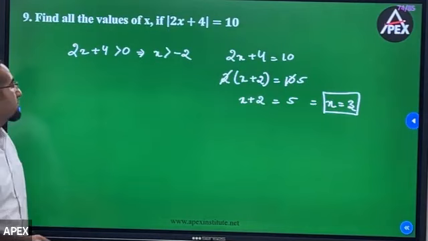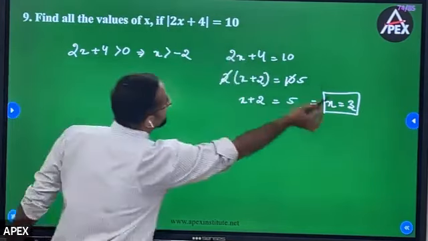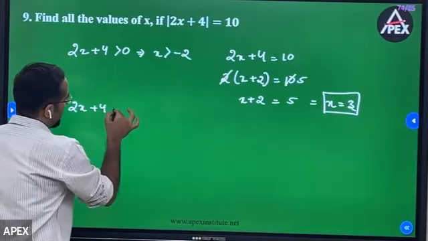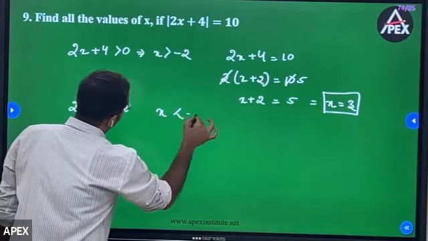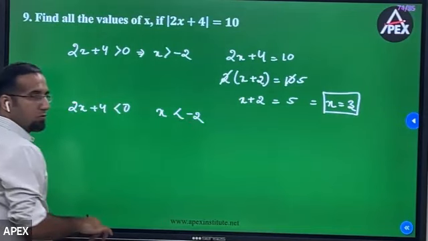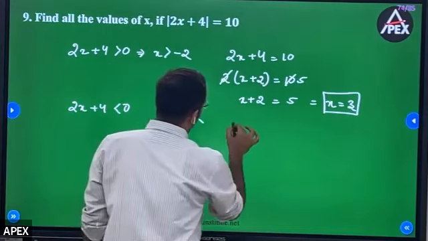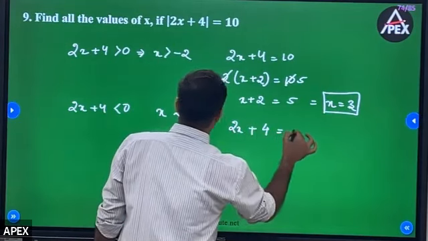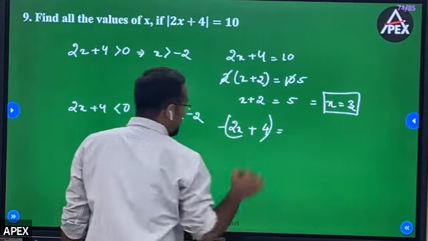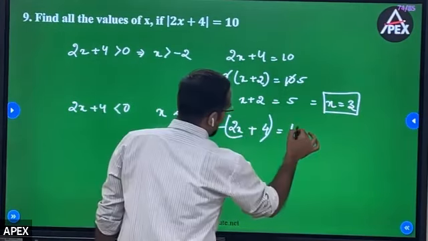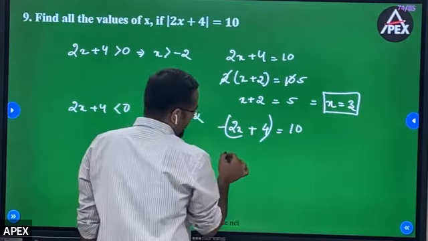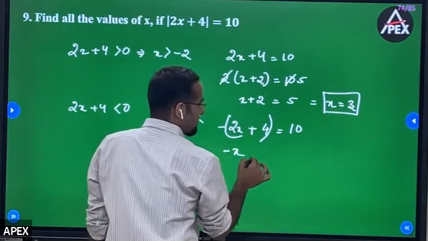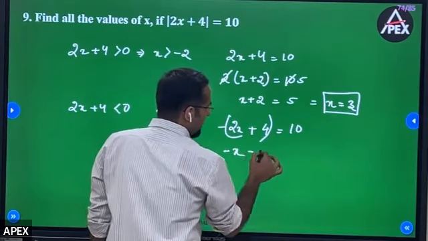Yeah. Similarly, now is this matching? Of course, yes, no problem. Second point, if 2x plus 4 is less than 0, all I get is x is less than minus 2. Clear? If x is less than minus 2, then what do I get? I get 2x plus 4 is again equal, sorry, minus of this. |x| = a means minus a, equal to 10. So let's write this as minus x minus 2 is equal to 5.